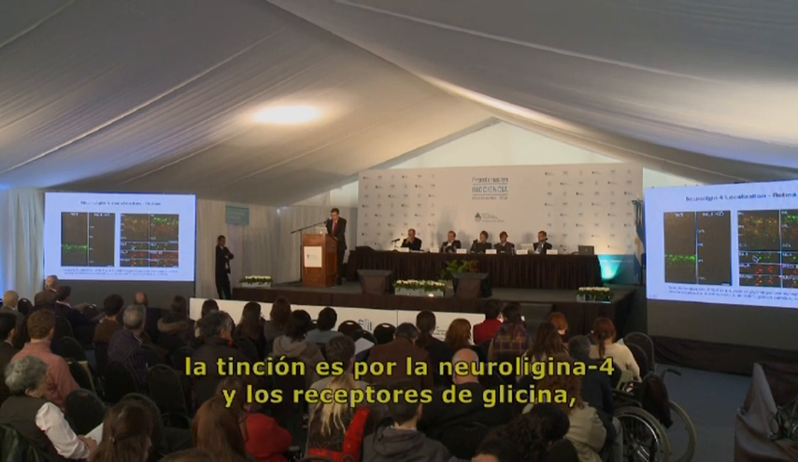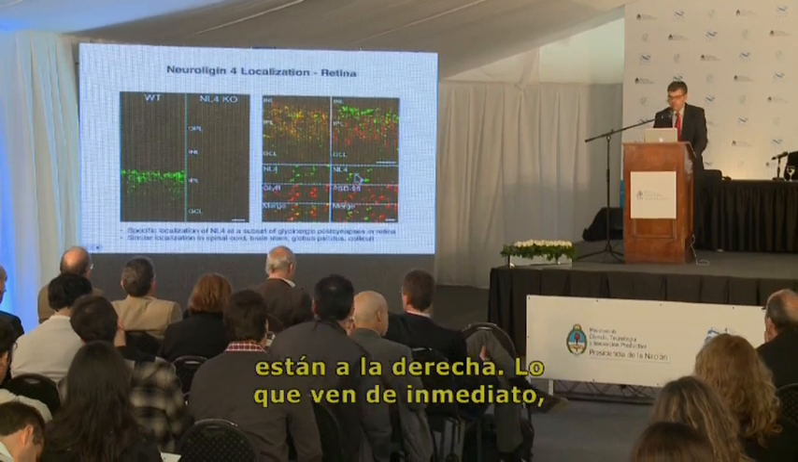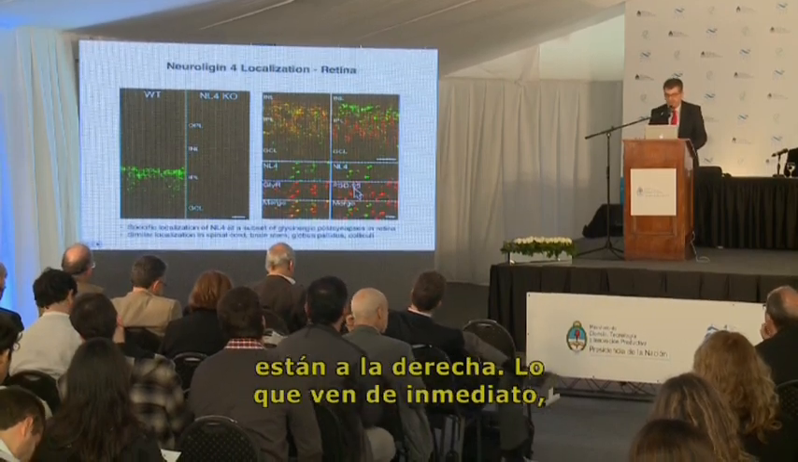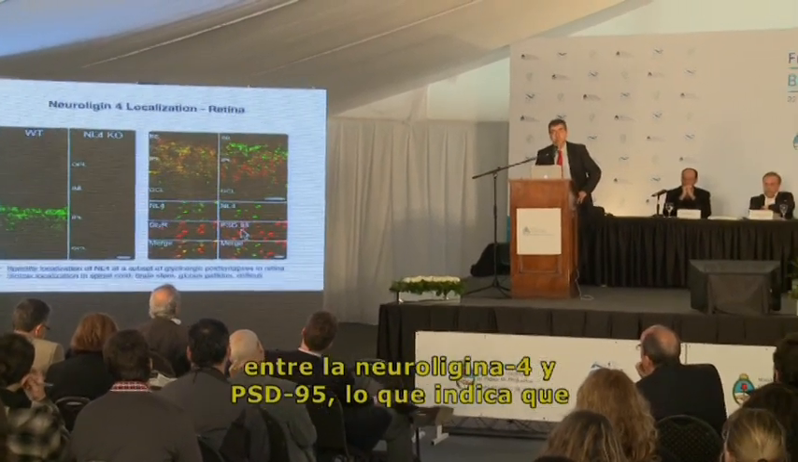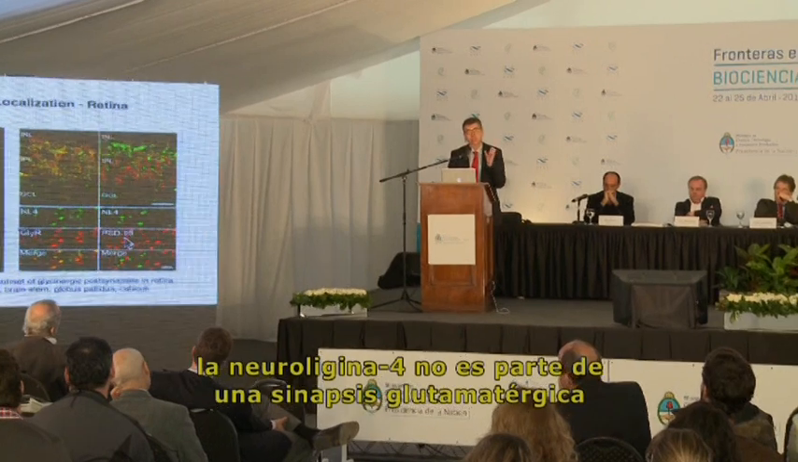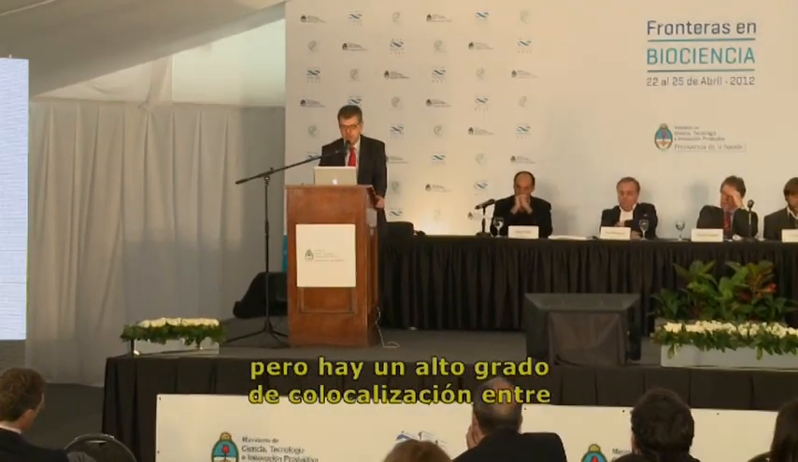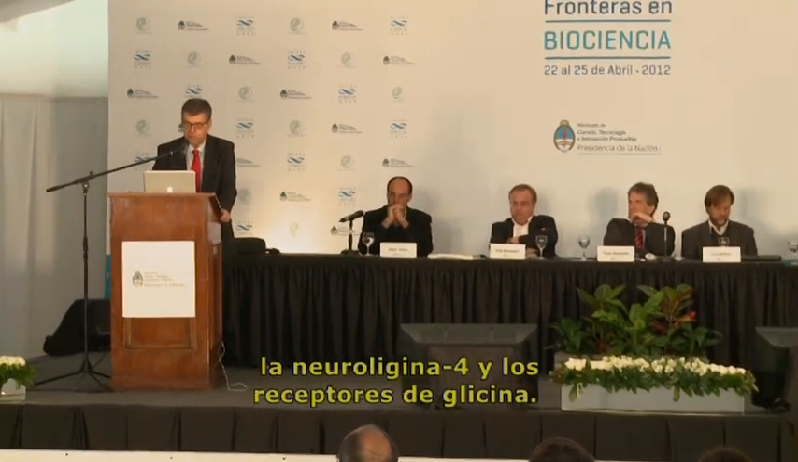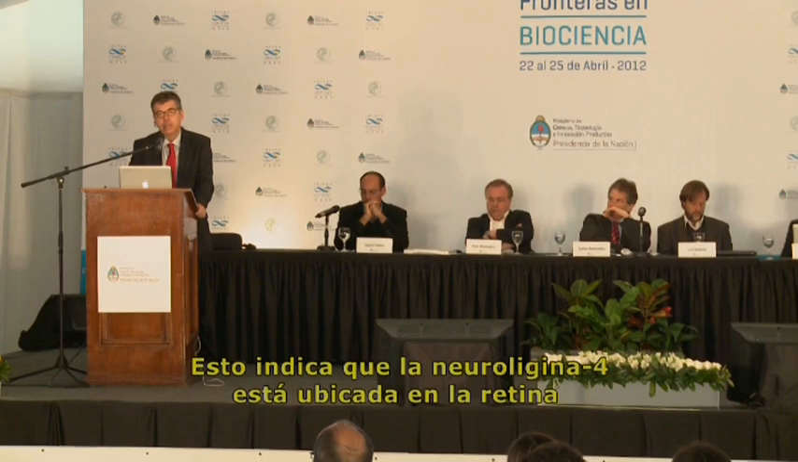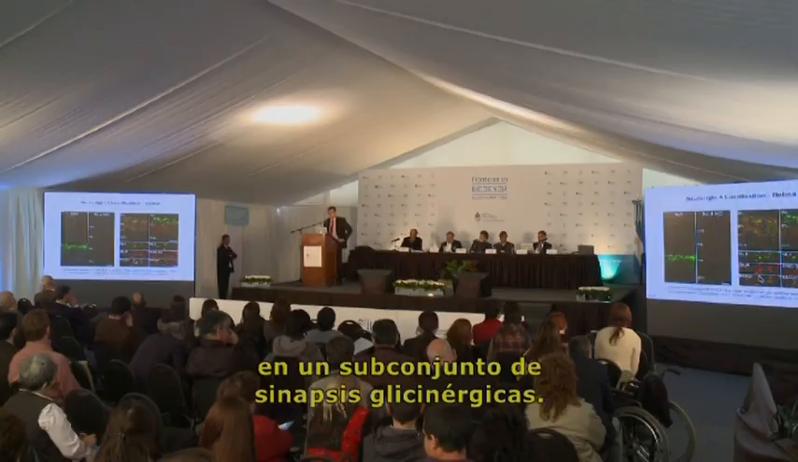stained for neuroligin-4 and glycine receptors here on the left-hand side, and neuroligin-4 and PSD95 on the right-hand side. What you see immediately is that there's no coincidence of labeling between neuroligin-4 and PSD95, indicating that neuroligin-4 is not at glutamatergic synapses, for which this molecule is a marker, but there is a high degree of co-localization between neuroligin-4 and glycine receptors, indicating that neuroligin-4 in the retina is localized to a subset of glycinergic synapses.